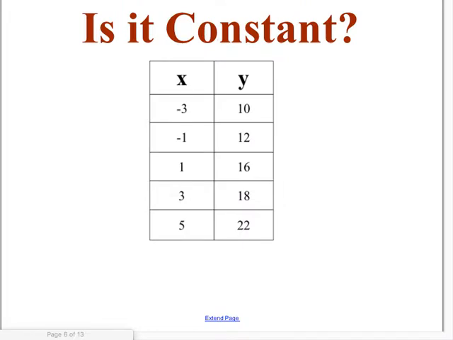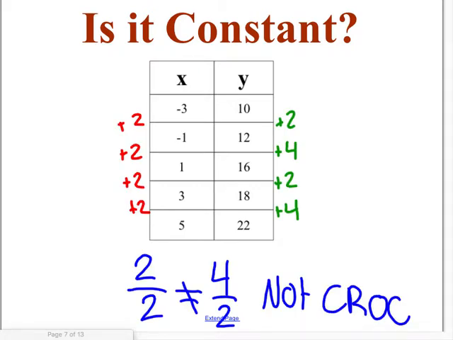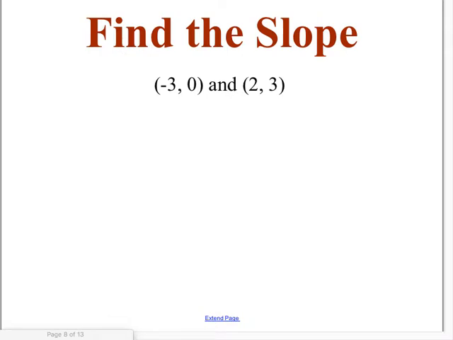Go ahead and decide if this one is a constant rate of change. Looking at our values, we're changing by a constant rate on the independent ones, always going up by 2, but on our dependent values, we're changing by either 2 or 4. So those ratios do not work out to be the same, so this is not CROC. If you have questions about that, please let me know when you get to class.